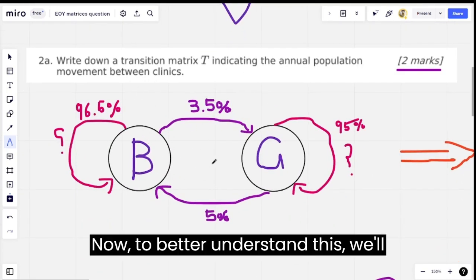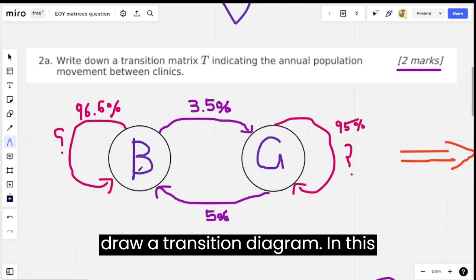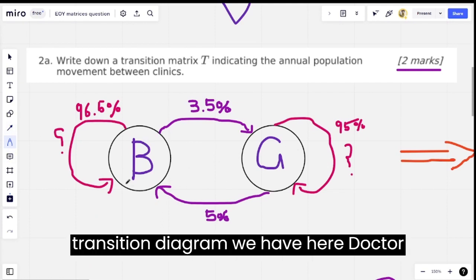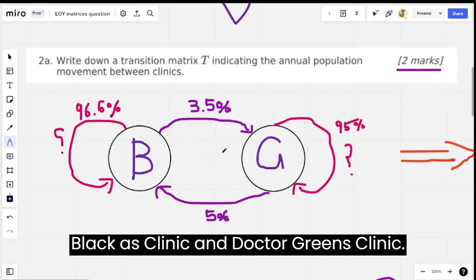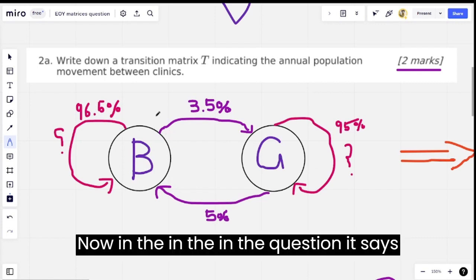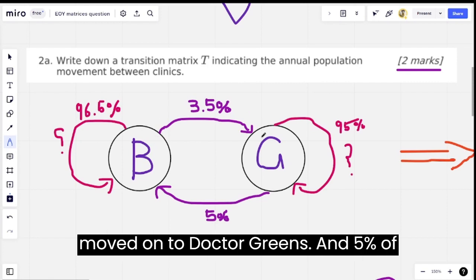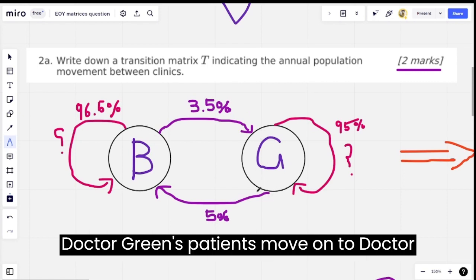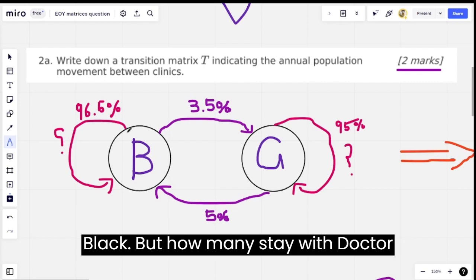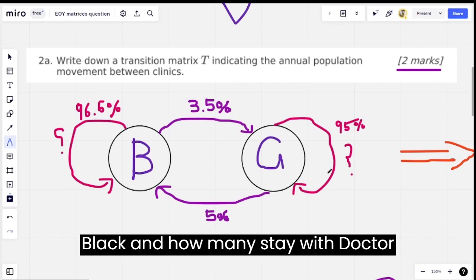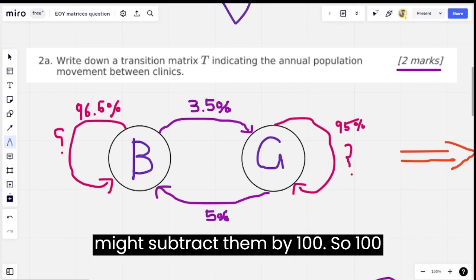To better understand this, we'll draw a transition diagram. In this transition diagram, we have here Dr. Black's clinic and Dr. Green's clinic. Now, in the question, it says that 3.5% of Dr. Black's patients moved on to Dr. Green's, and 5% of Dr. Green's patients move on to Dr. Black. But how many stay with Dr. Black and how many stay with Dr. Green? Now these are percentages, so we might subtract them from 100.